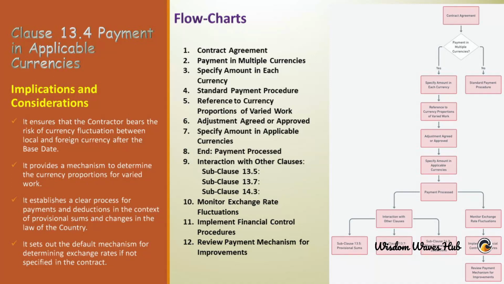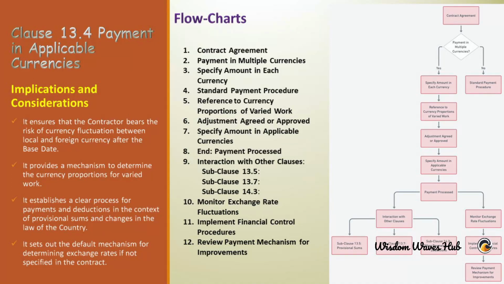Adjustment agreed or approved. Any adjustments to the contract amount, whether agreed upon or approved, are processed here. Specify amount in applicable currencies. The amount payable in each applicable currency is specified, ensuring clarity and transparency. End. Payment processed. The payment process concludes here. Interaction with other clauses. This step highlights the interaction of Clause 13.4 with other relevant clauses in the contract.